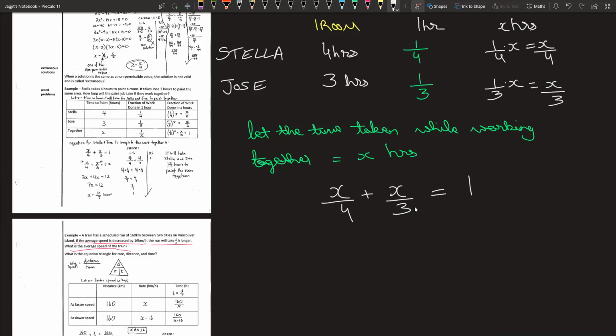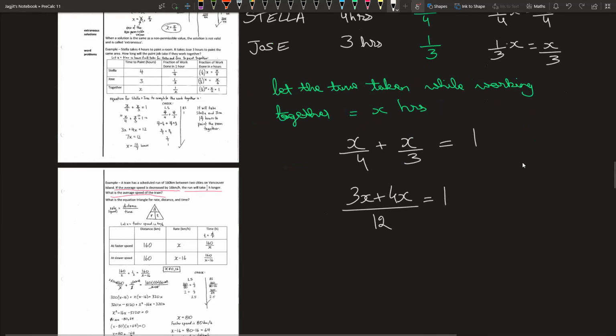And the next step is simple. Guys, the hardest part with these word problems is coming up with the equation. Once you have the equation, the rest is simple. We need to get a common denominator. 4 and 3 has a common denominator of 12. So this is missing 3. You do 3 times X. You get 3X. This term is missing 4. You do 4 times X. You get 4X. And your common denominator is 12. 4 times 3 is 12. That is equal to 1.